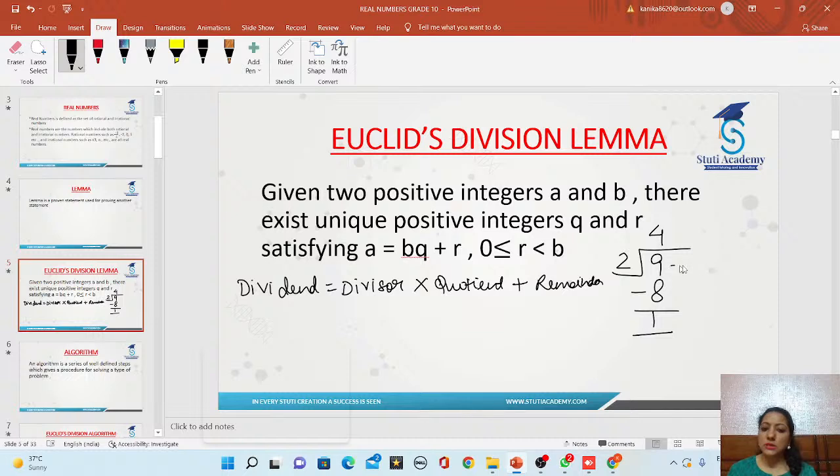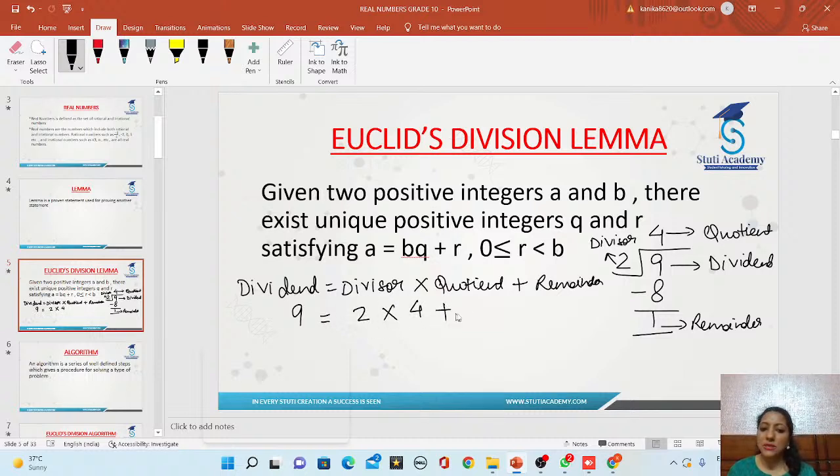So children, please notice, this is dividend, this is quotient here. So you might have studied this in primary classes also. This is remainder and this is divisor, the number which we divide with. So 9 is the dividend, and it can be written as divisor into quotient, that is 2 into 4 in this case, plus 1.